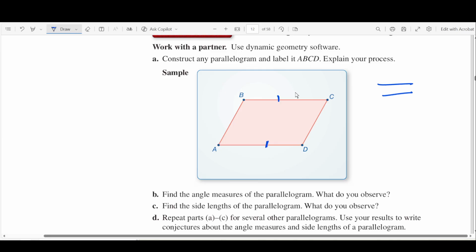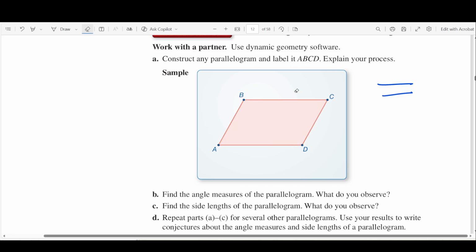Parallel means like this. They don't meet. And AB and CD are also parallel. Opposite sides are parallel in a parallelogram. Opposite angles are equal, like angle B is equal to angle D, angle C is equal to angle A. And adjacent angles add up to 180 degrees.